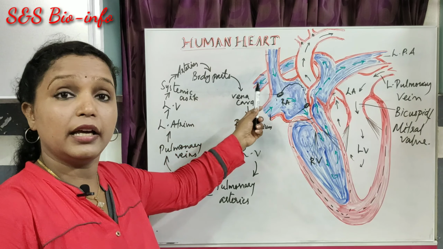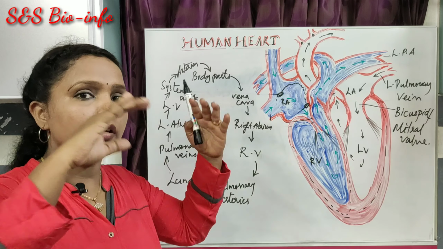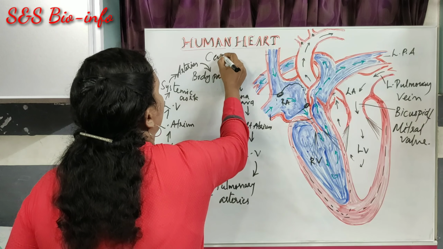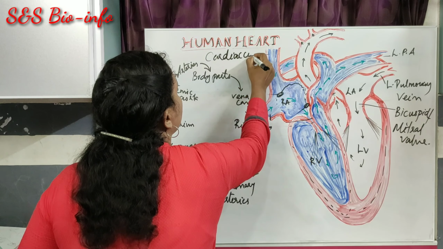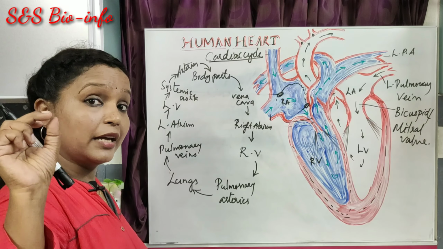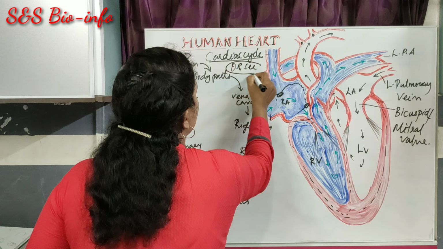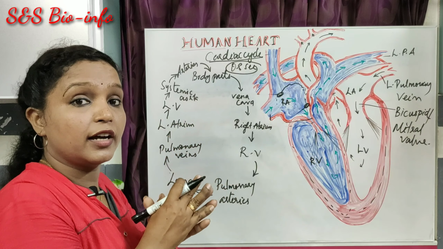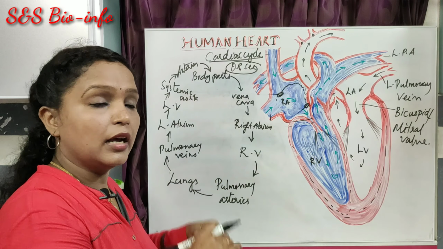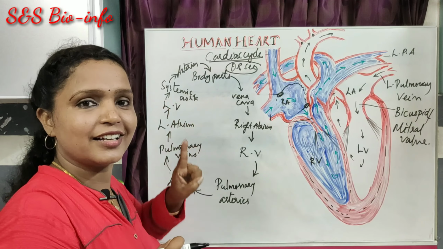Here, the blood enters the heart twice during one complete cycle. This one complete blood circulation is called a cardiac cycle. It takes only 0.8 seconds. So within this period of time, the circulation will be completed. Blood enters the heart twice during one cardiac cycle.